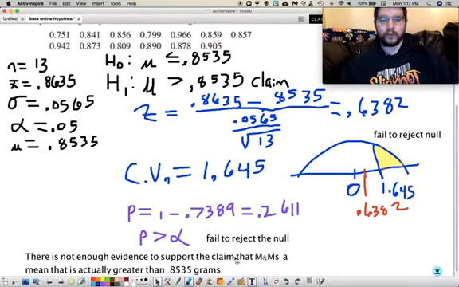So there's not enough evidence to support the claim. That's the main part right there. Not enough evidence to support the claim. Our claim was in the alternative. We failed to reject the null. Not enough evidence to support the claim. What was that claim? We got some fat M&Ms.